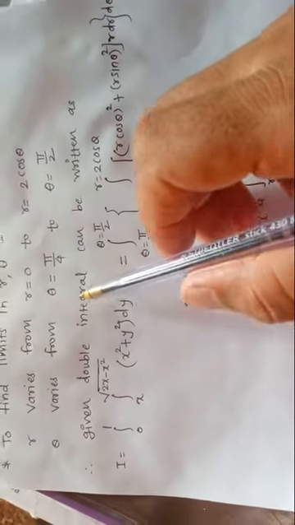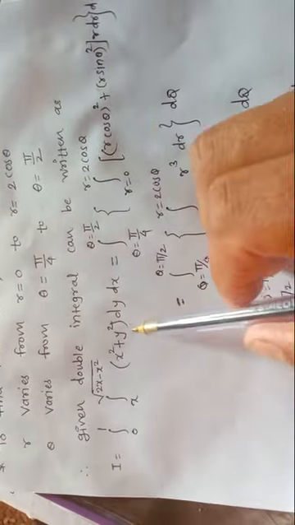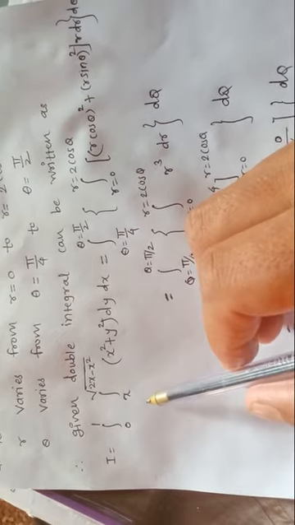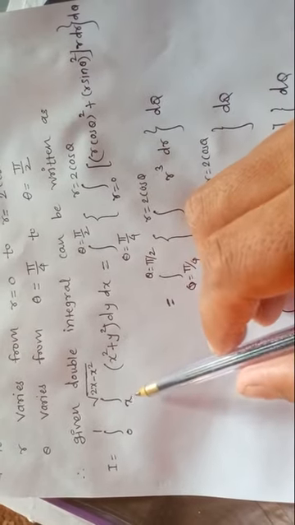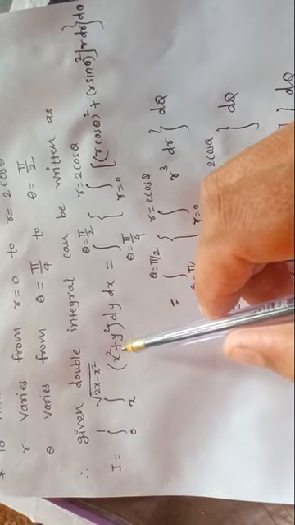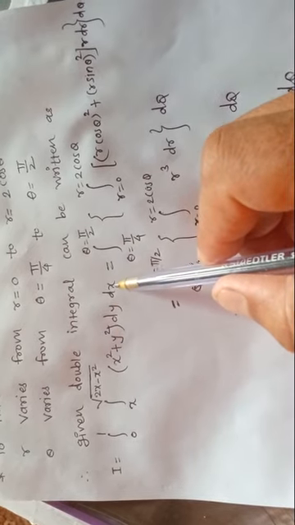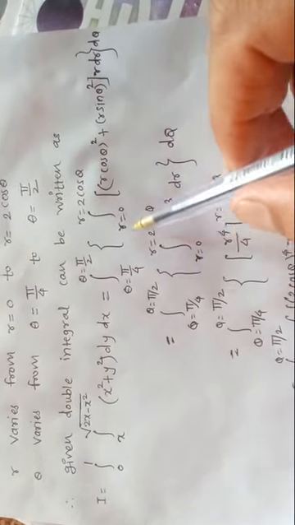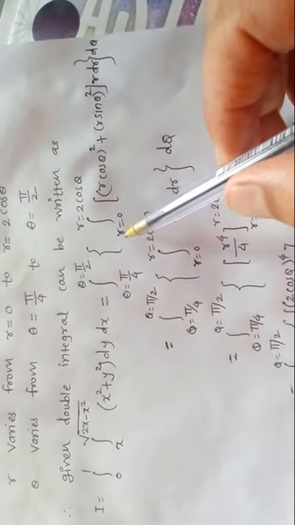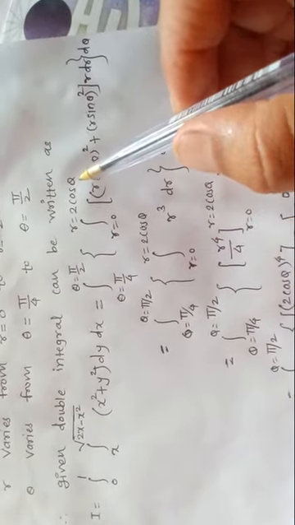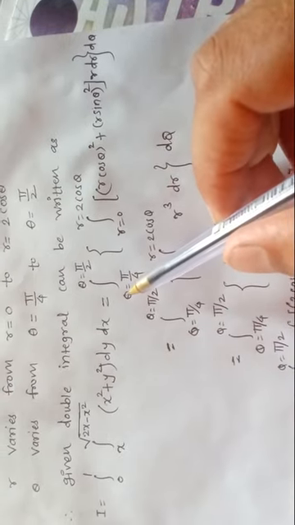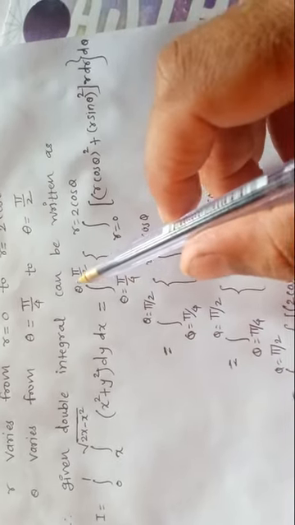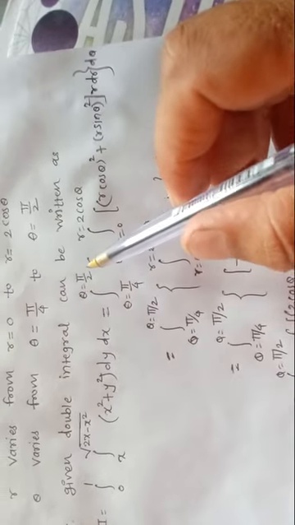Therefore we can write our given double integral as the integral from 0 to 1 and x to square root of 2x minus x square, of the integrand in x and y, dy into dx. That is our given integral. This integral I can write as: the inside integral r equals to 0 to r equals to 2 cos theta, and the outside integral is from theta equals to pi by 4 to theta equals to pi by 2.